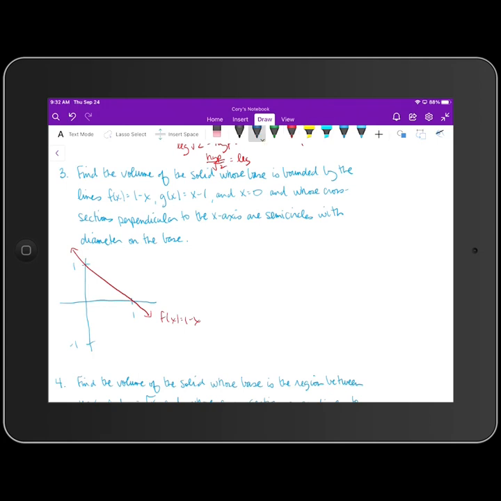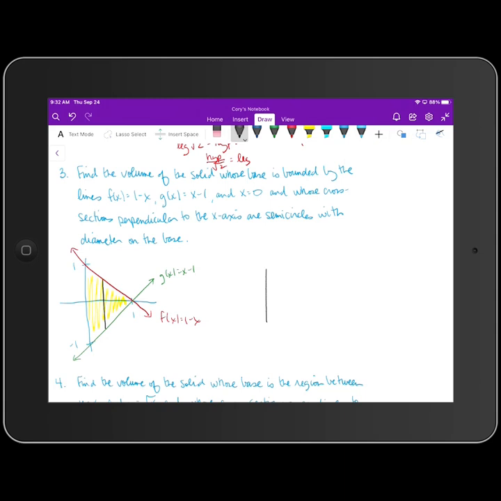The function g of x, which is equal to x minus 1, so I'm going to go ahead and draw that line in green. So that has a y-intercept of -1 and a slope of 1, and the line x is equal to 0. So we are talking about that highlighted area as our base, and whose cross-sections perpendicular to the x-axis are semicircles with a diameter on the base. So when I draw the cross-sections perpendicular to the x-axis, they're going to be semicircles that are like popping off the screen out at your face.